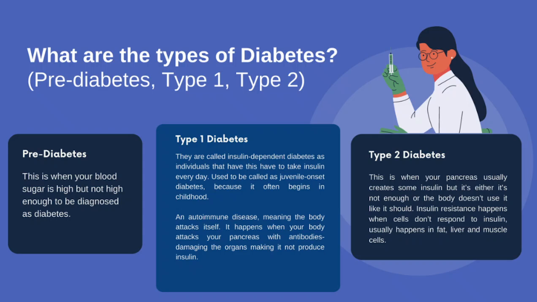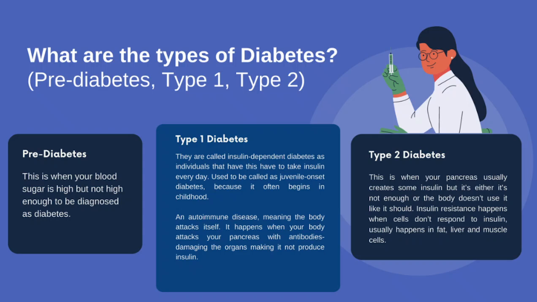Next, we have type 1 diabetes. This is called insulin dependent diabetes, as individuals that have this have to take insulin every day. It used to be called juvenile onset diabetes because it often begins in childhood. So usually babies are the ones who have this, because it's an autoimmune disease, meaning the body attacks itself. It happens when your body attacks your pancreas with antibodies, damaging the organ, making it not produce insulin.